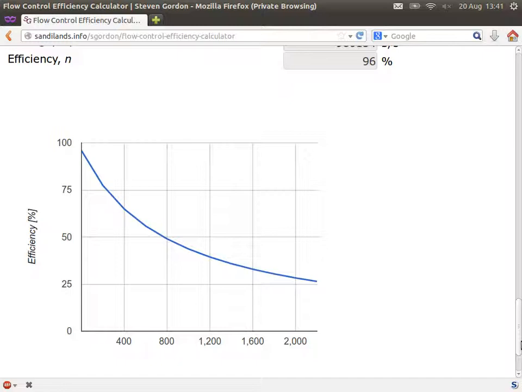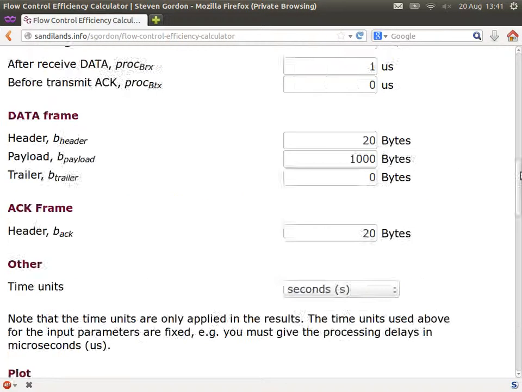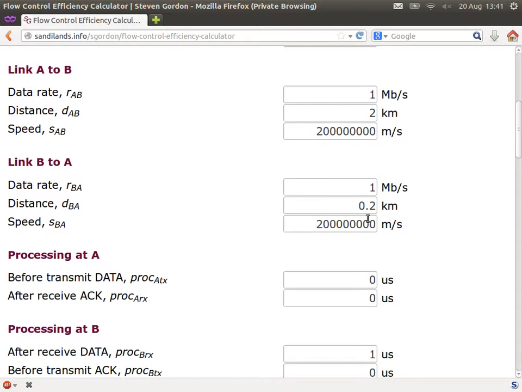One more. Everything the same. Actually, I think I made a mistake there. I should have changed the distance in both directions. I just changed one.